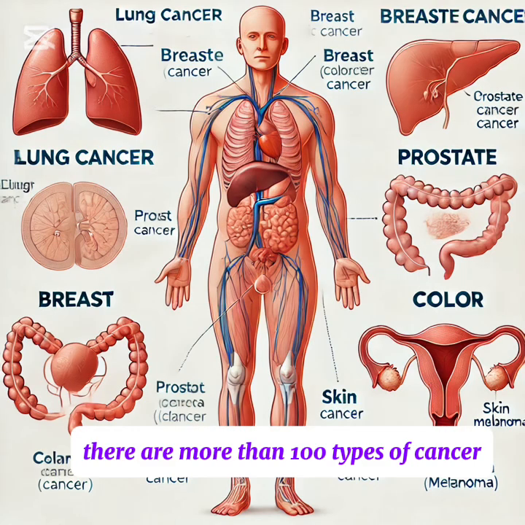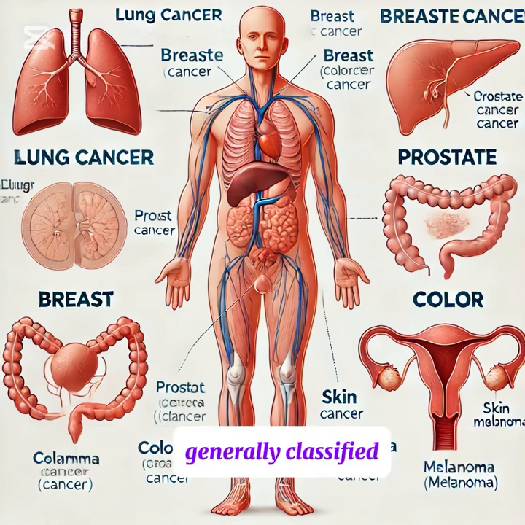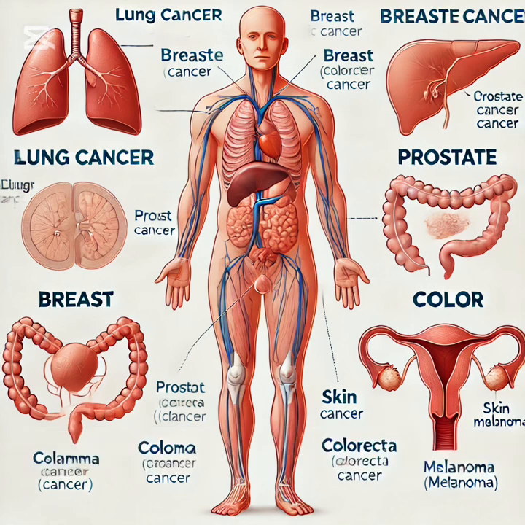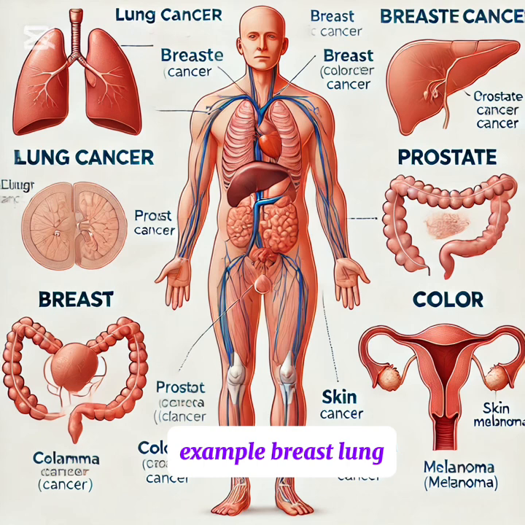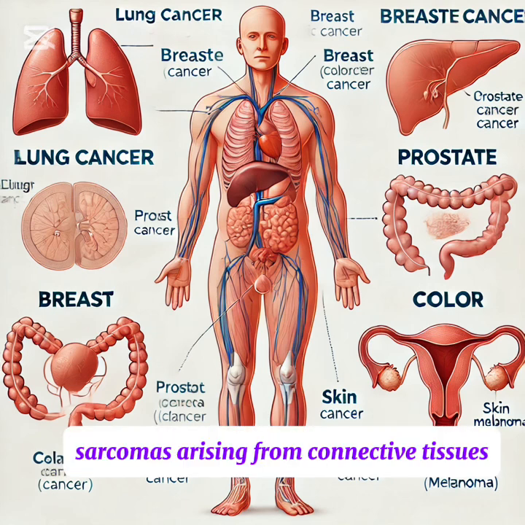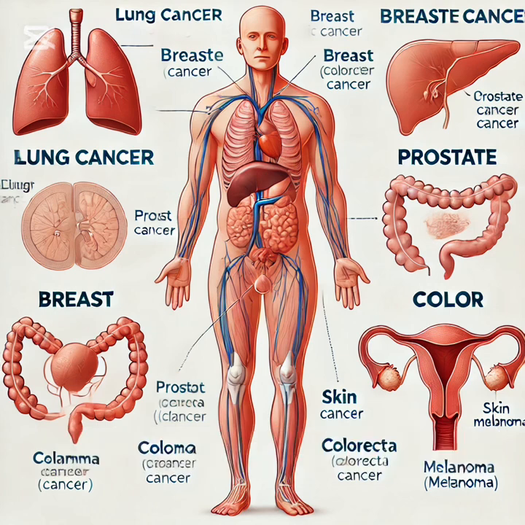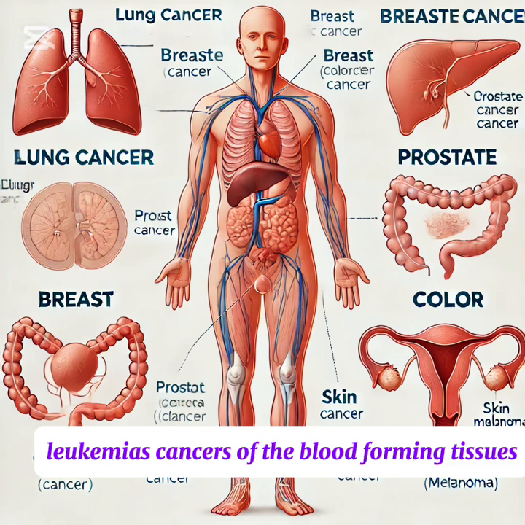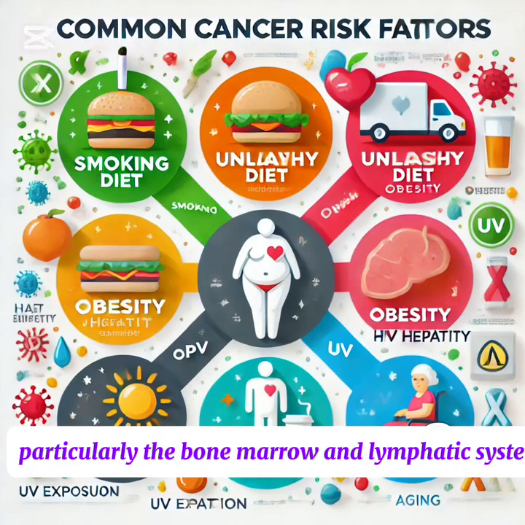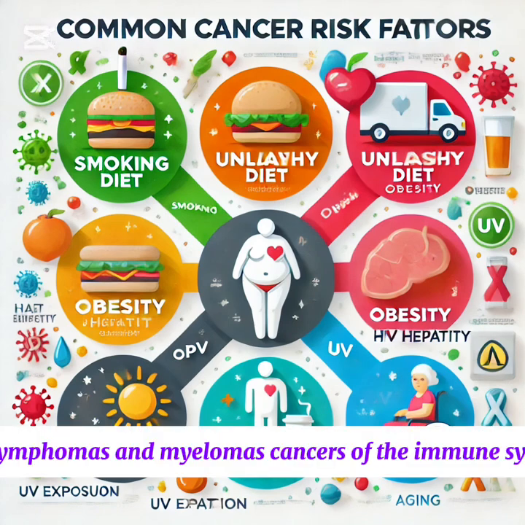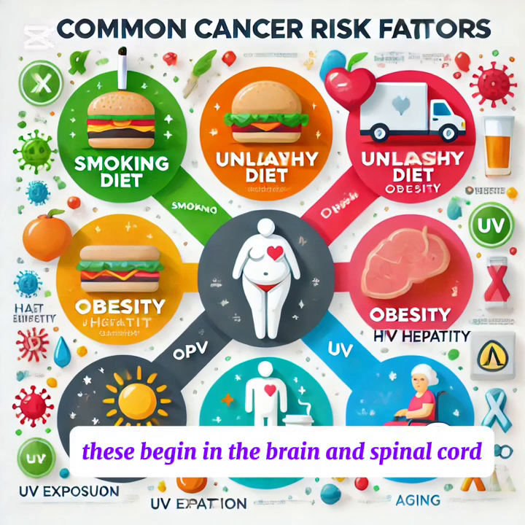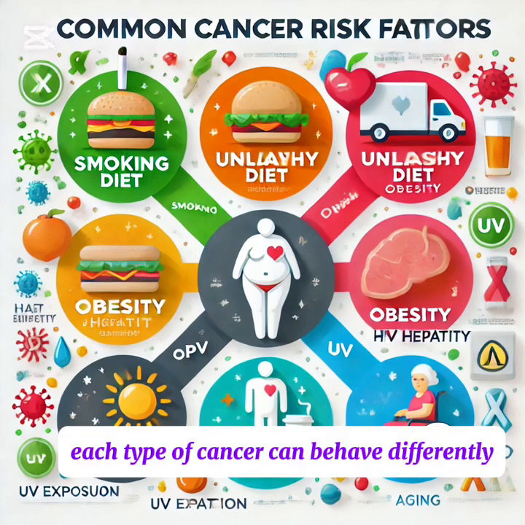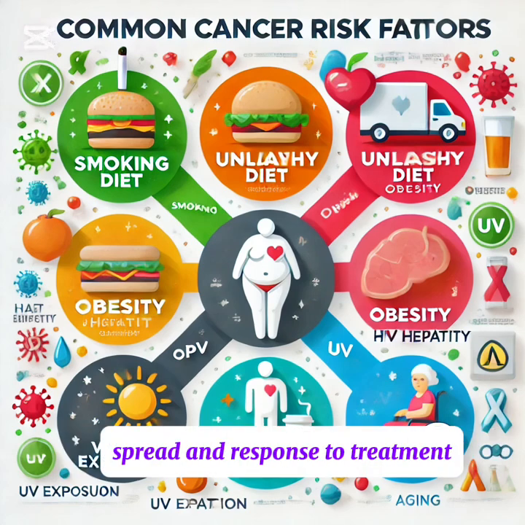Types of cancer. There are more than 100 types of cancer, generally classified based on the tissue or organ where they originate. Major categories include carcinomas. These are the most common and originate in the skin or tissues that line internal organs, for example, breast, lung, prostate, colon. Sarcomas, arising from connective tissues such as bones, muscles, or cartilage. Leukemias, cancers of the blood-forming tissues, particularly the bone marrow and lymphatic system. Lymphomas and myelomas, cancers of the immune system. Central nervous system cancers, these begin in the brain and spinal cord. Each type of cancer can behave differently in terms of growth rate, spread, and response to treatment.